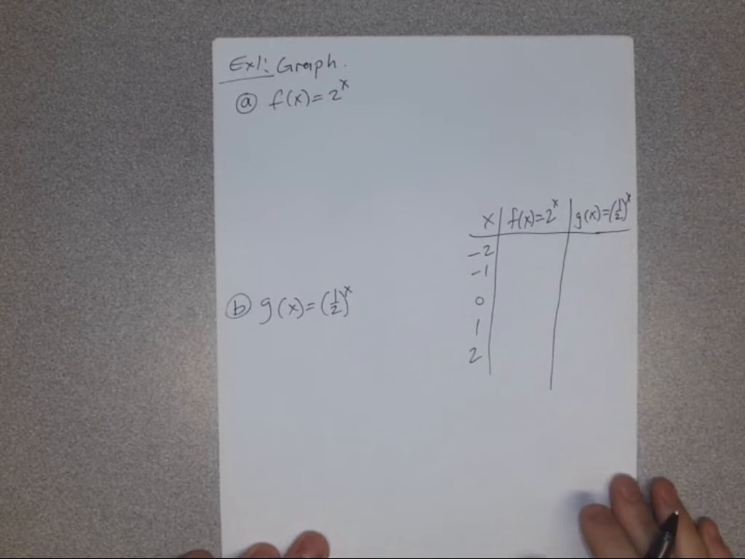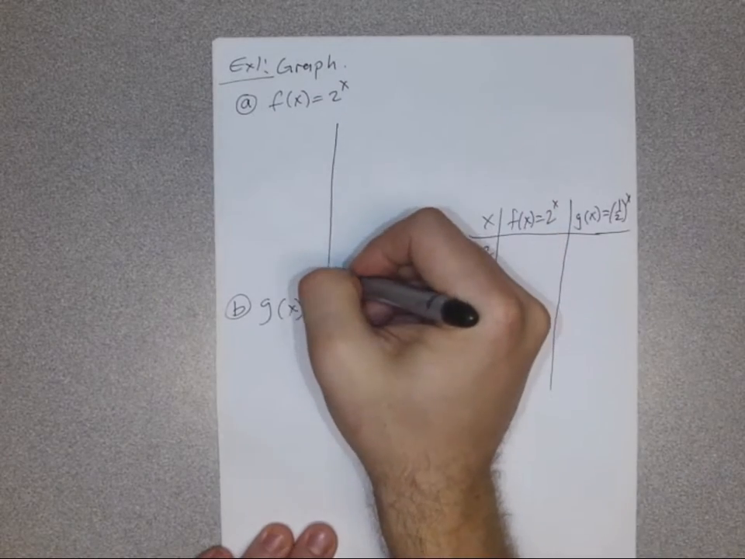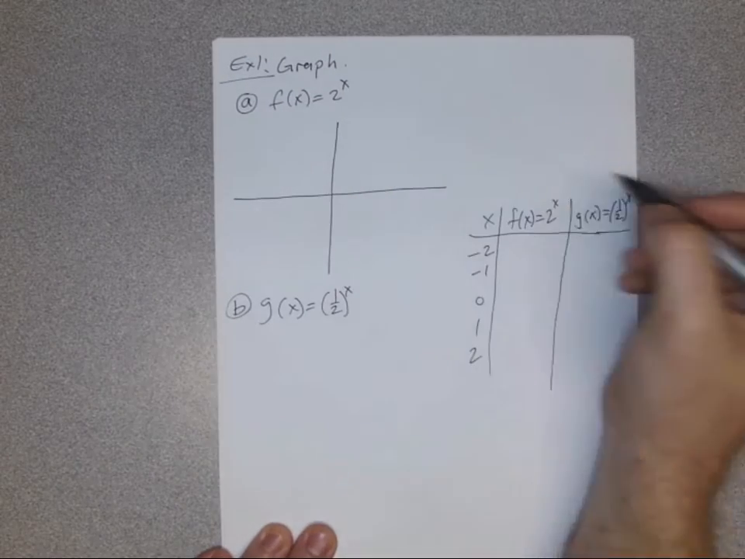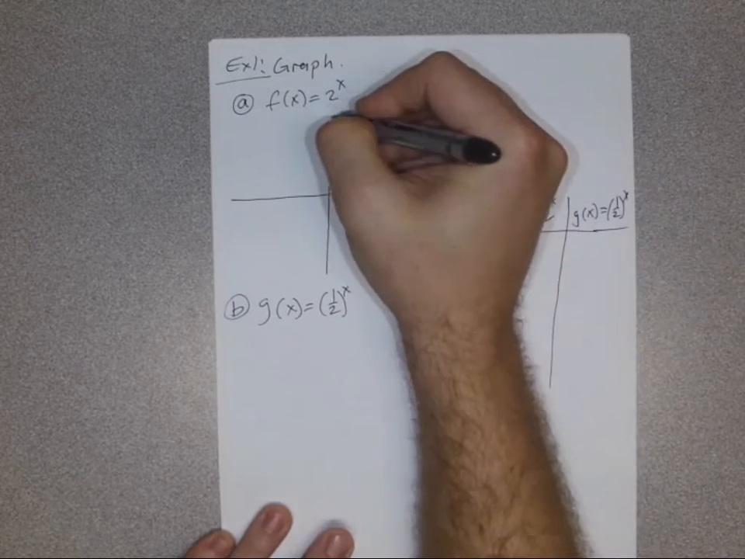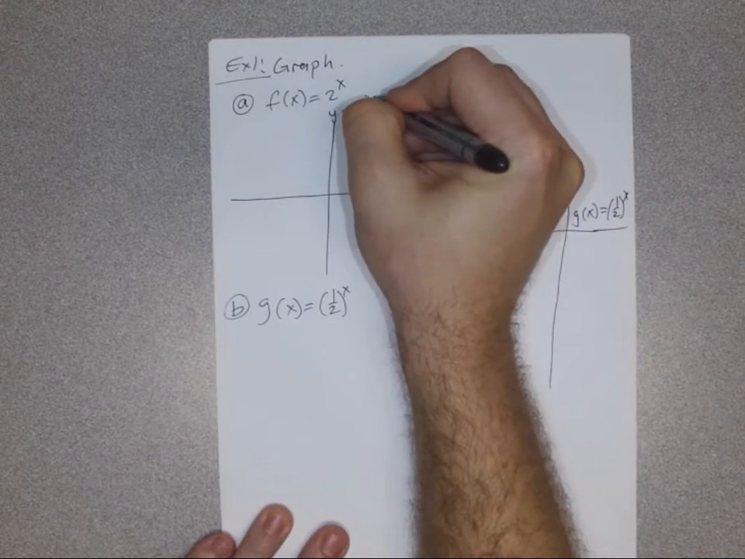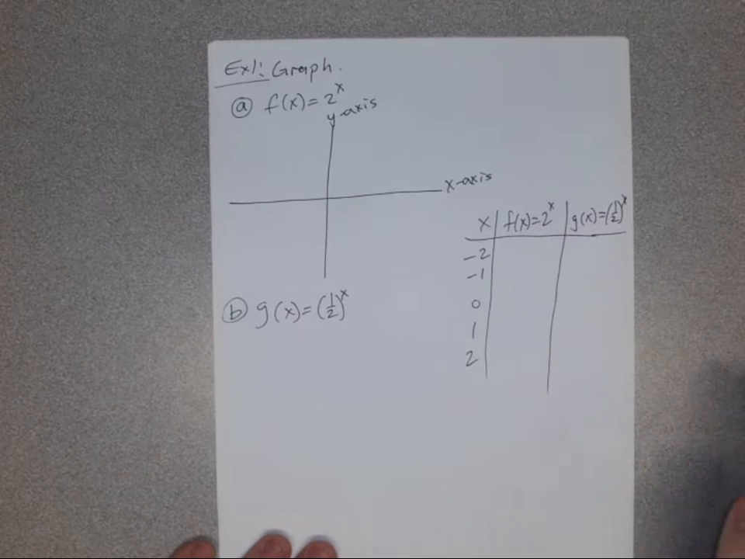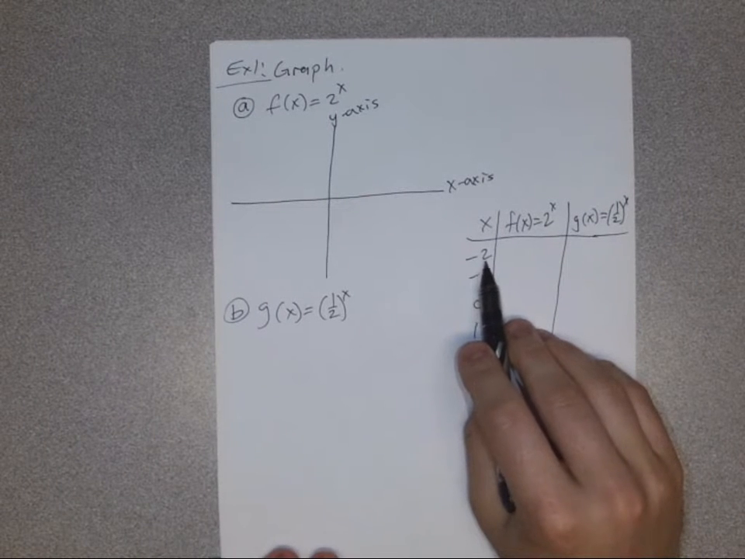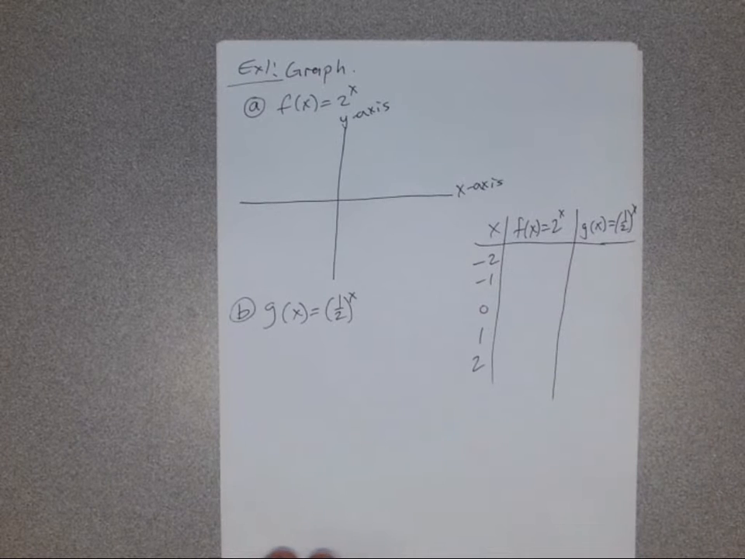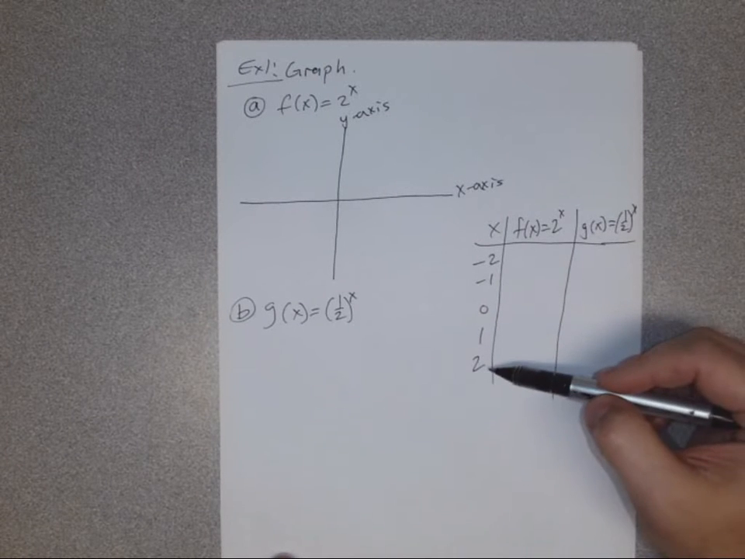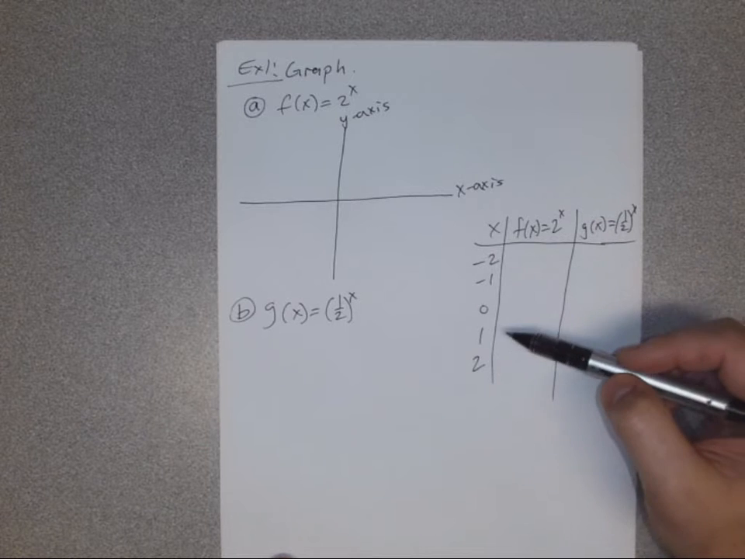Alright, so if we start with 2 to the x, we have our x-axis and y. Now let's just do this one first. If I plug -2 into f of x, that means I get 2 to the -2 power. Actually, let's start with something easier. Let's start down here with the positive numbers, and then I'll come back.